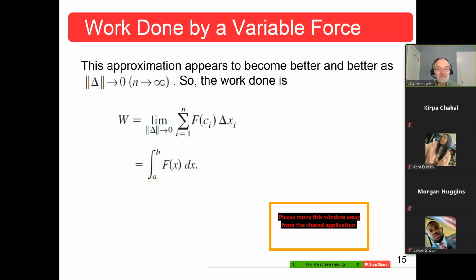Seems like they could have said that right at the beginning and we could have gone right on to it. Okay. Now it won't advance.